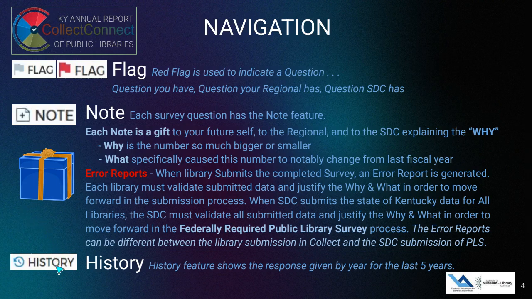There's also a history button. This feature shows the response given by year for the last 5 years. If you gave a response, you can click on that history and it will show it year by year for the last 5 years, which is nice to see if you're trending up or down, and helps you justify, yeah, this amount is correct, or it's not in the ballpark at all. So I need to go back and look at it.